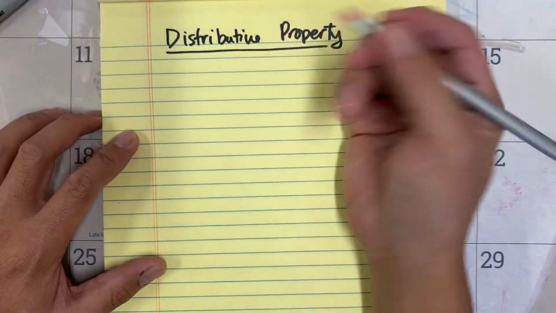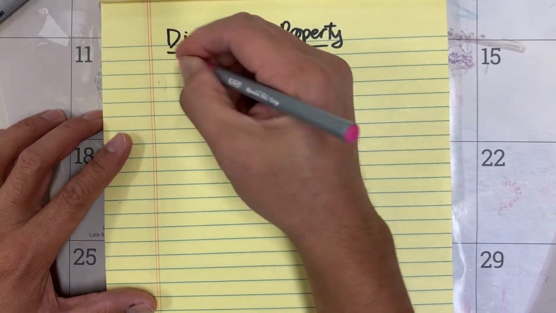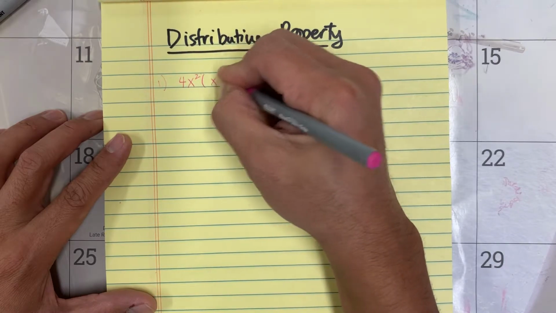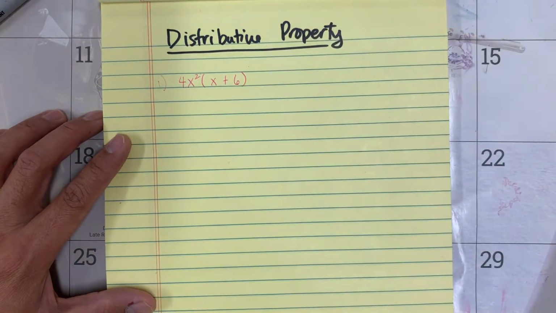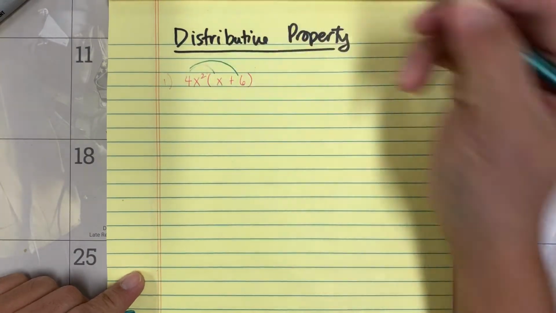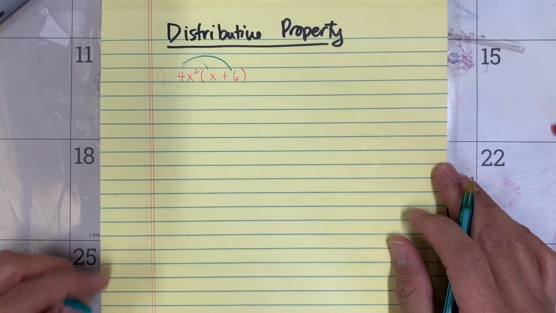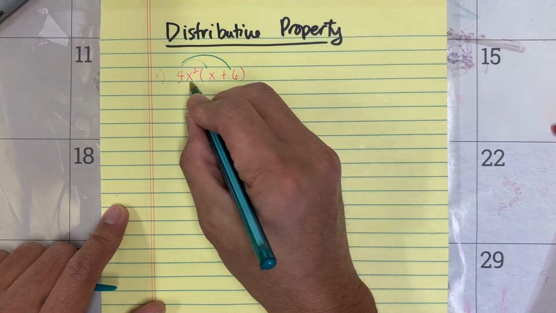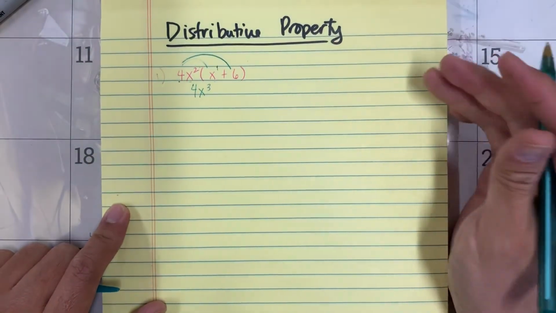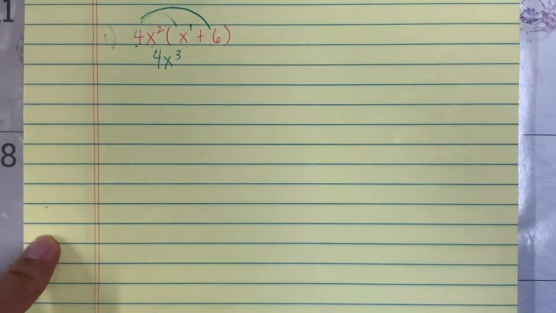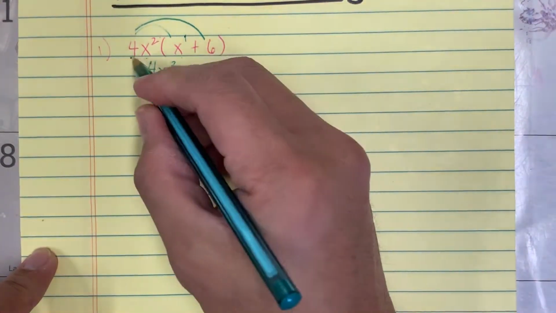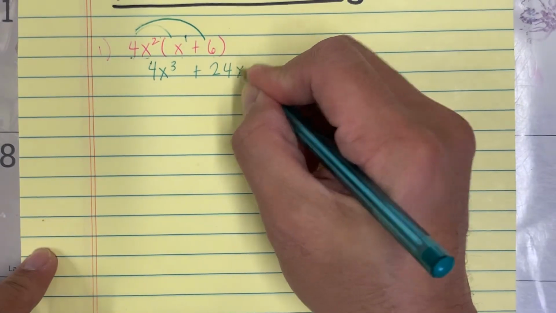So how do we do this one? A simple example of distributive property will be like 4x squared times (x plus 6). We just basically have to multiply the 4x squared to both of the terms, or the binomial inside the quantity. So 4x squared times x is 4x to the third power. Remember, there's an invisible one here. And when you're multiplying those, you have to add the exponents. For 4x squared times 6, you multiply the coefficients, which is 24x squared.